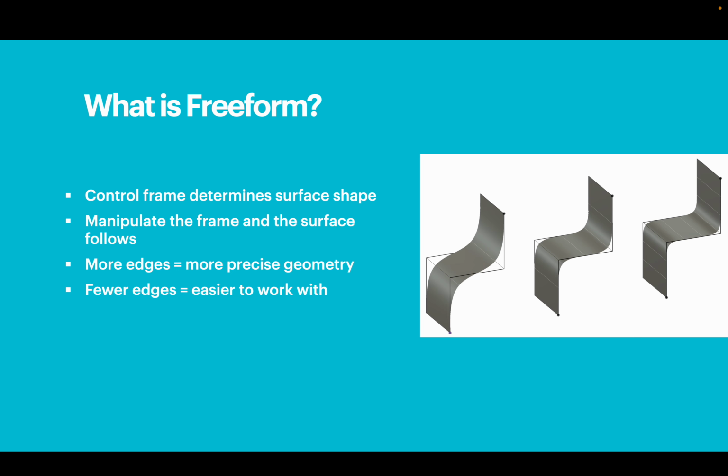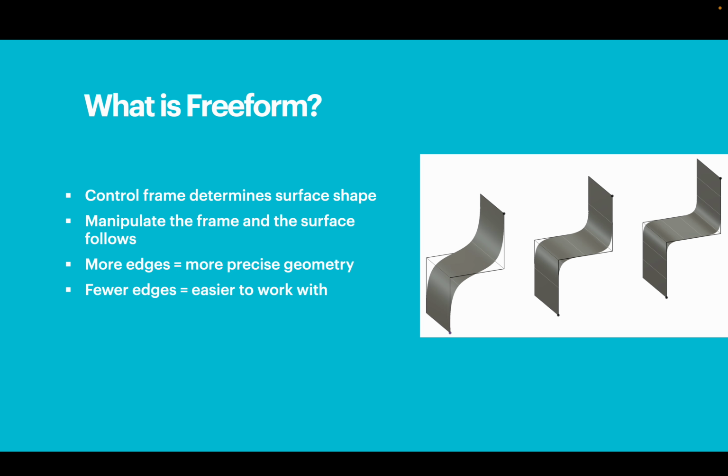So when you manipulate this box, you also manipulate the surface that is pulled by the boundaries of that box. And that means a couple of things. That means if you want more precise geometry, like tighter corners and things like that, you need more edges. Then you will get more points that pull.